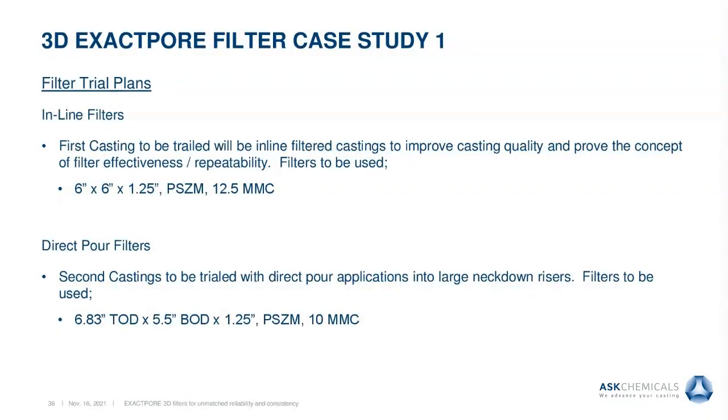The initial trial plan was to select a casting to be trialed with inline filters. The casting would then be reviewed for improvement in quality and prove the concept of the filter's effectiveness and repeatability. A 6x6 12.5 mmC filter was designated for this test. If successful, the second trial would be a direct pour casting using a tapered filter and a large neck-down riser.